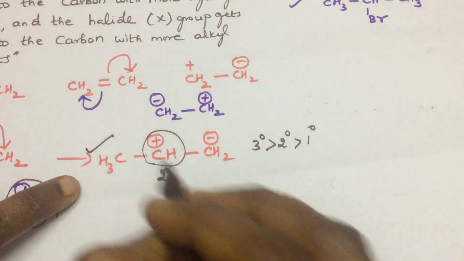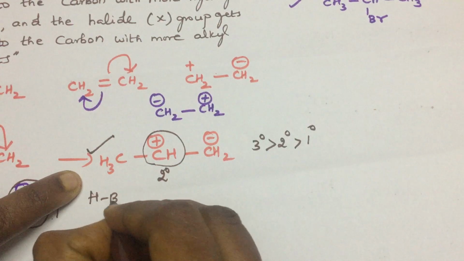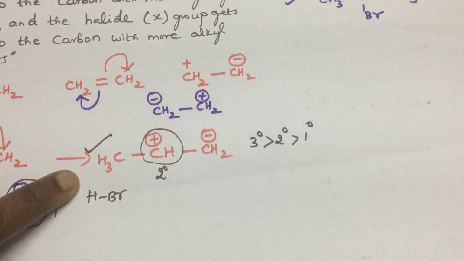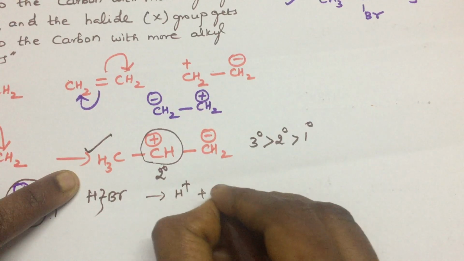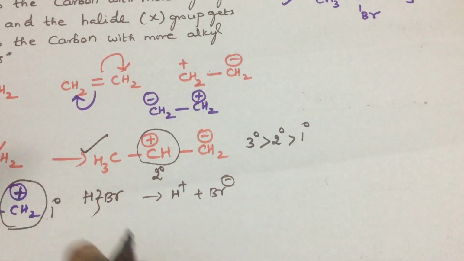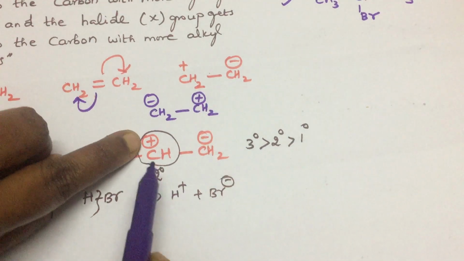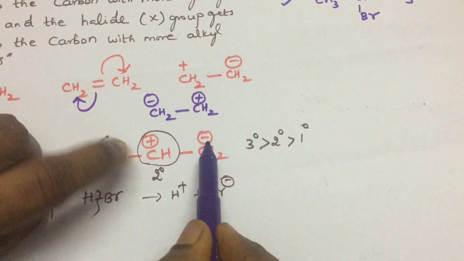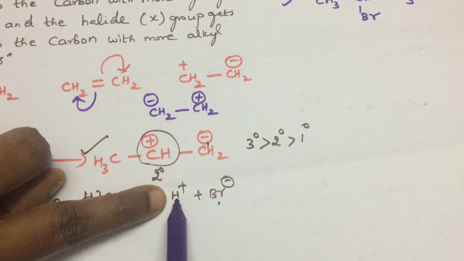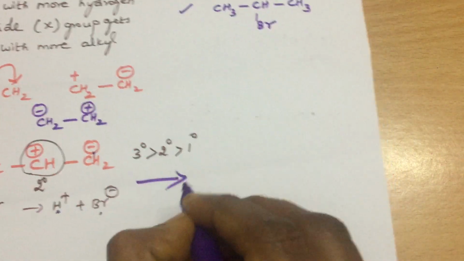Now take your reagent HBr. You know how it will be ionized: it will be ionized as H plus and Br minus. Opposite charges will react with each other. So the carbocation will react with the anion, and the carbanion will react with the proton. So what product will you get?